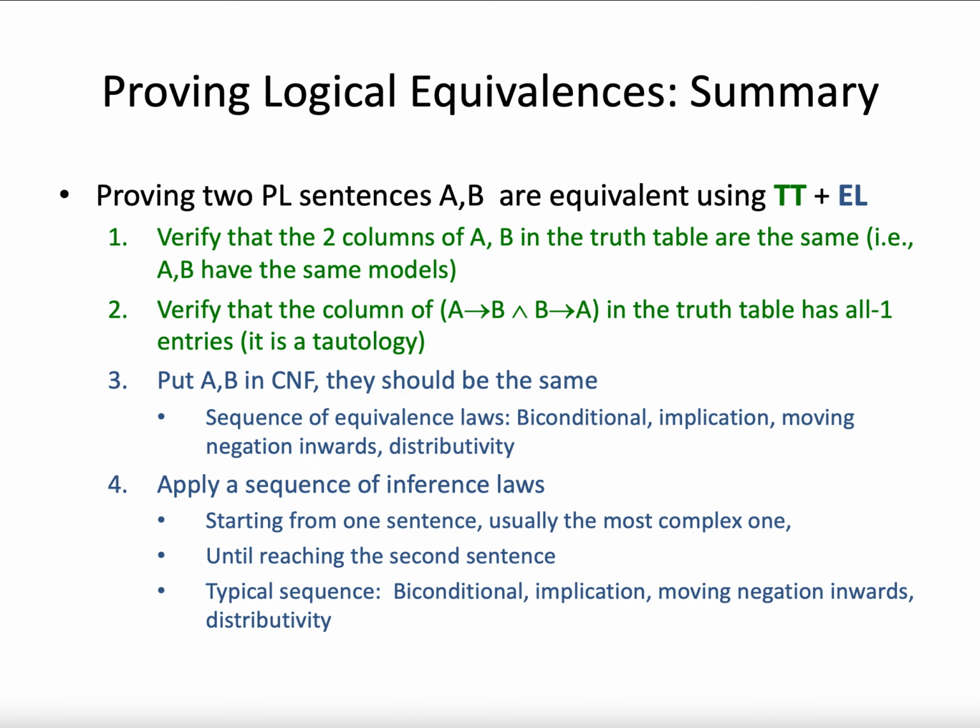So the summary is, again, by proving two statements A, B are equivalent, you can basically verify that the two columns of A and B in the truth table are the same. You can verify that the column of A if and only if B in the truth table has all true entries, then it becomes a tautology. Same concept here, apply different inference laws, figure out what needs to be the same. Once you have that, you're basically done proving logical equivalences. So that's all I have in terms of logical equivalences.